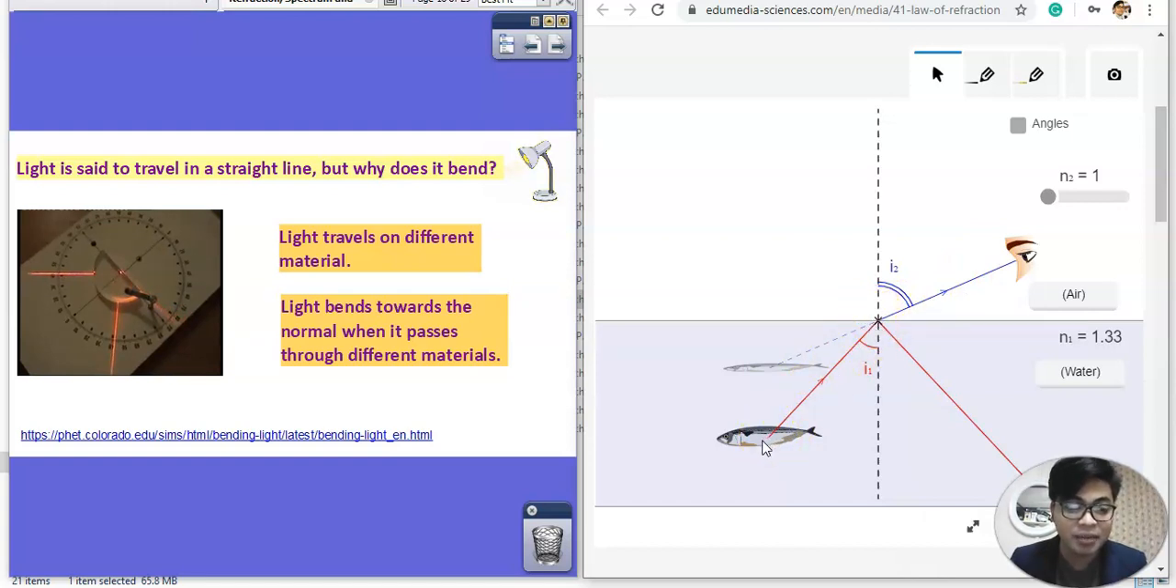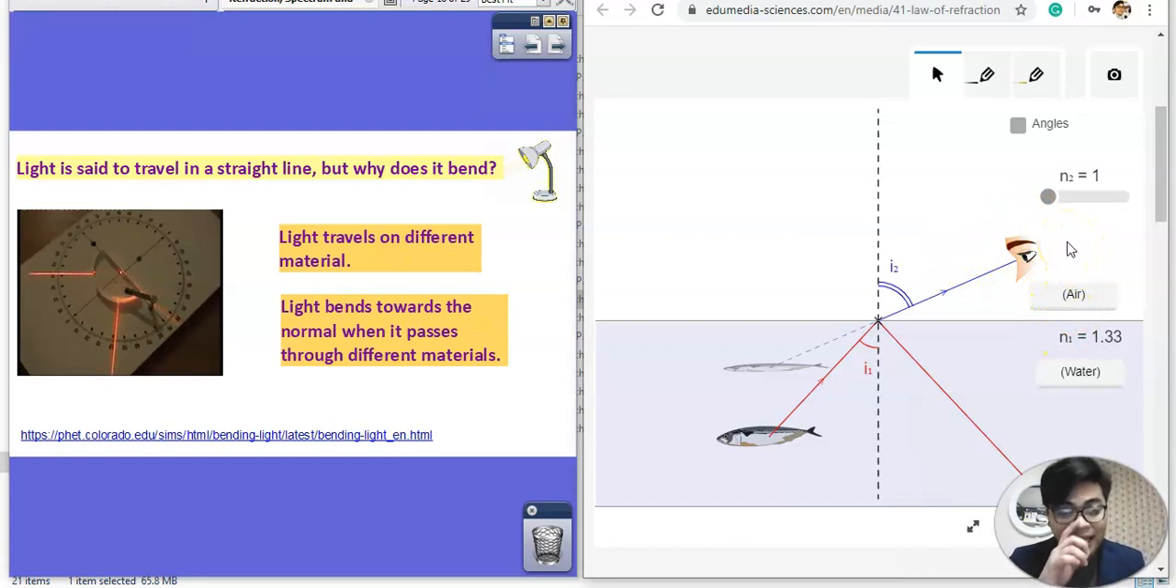The light reaches here with the fish, and the angle of refraction here tends to be different. Why? Because now the light would travel from the water and go into the air, and the water here has an index of n equals 1.33. The air has an index of 1. So try to see there's a difference between the indices here.